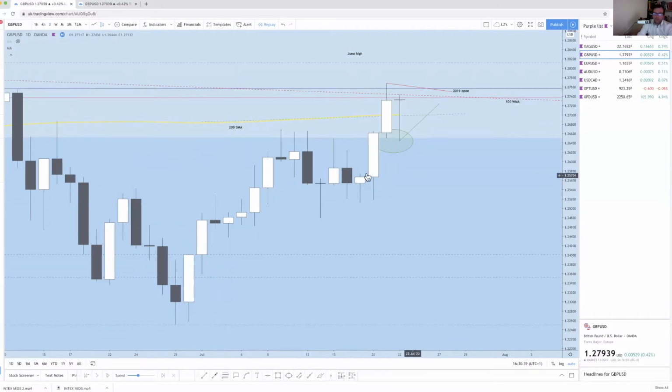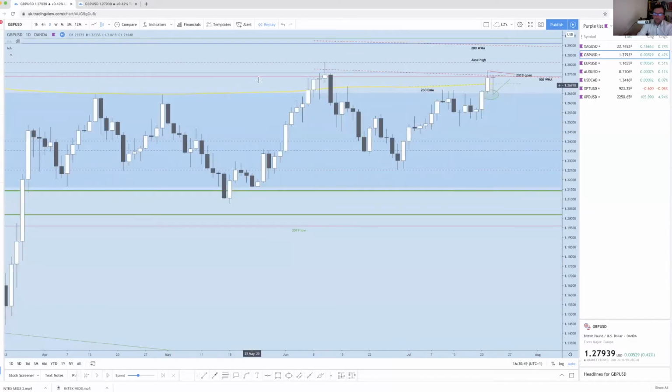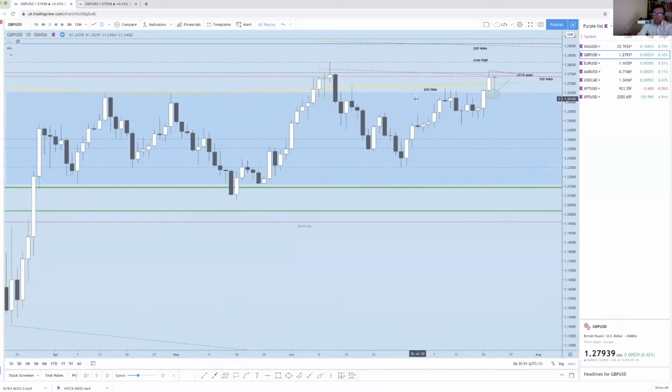However, we had some more confirmation. So we pushed up, we pushed above these highs here. And then this is where we were getting a little bit interested. So this whole story of price here is all then based around getting into a trade around this 2019 open.